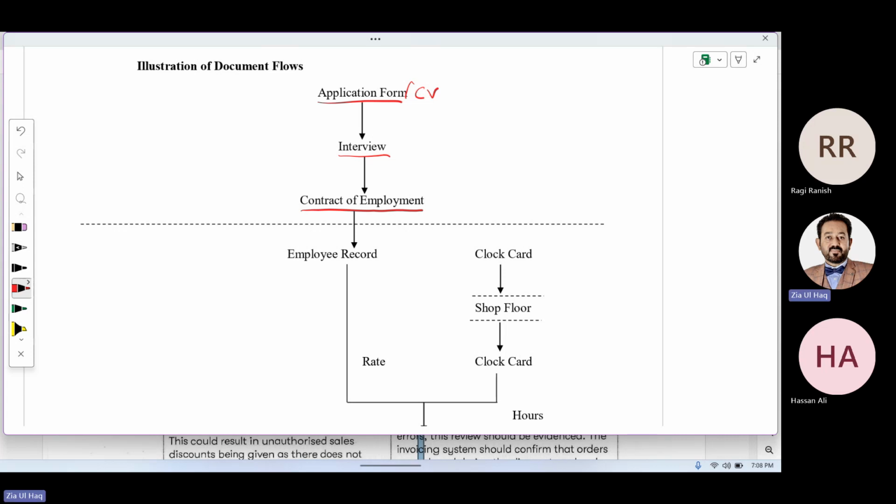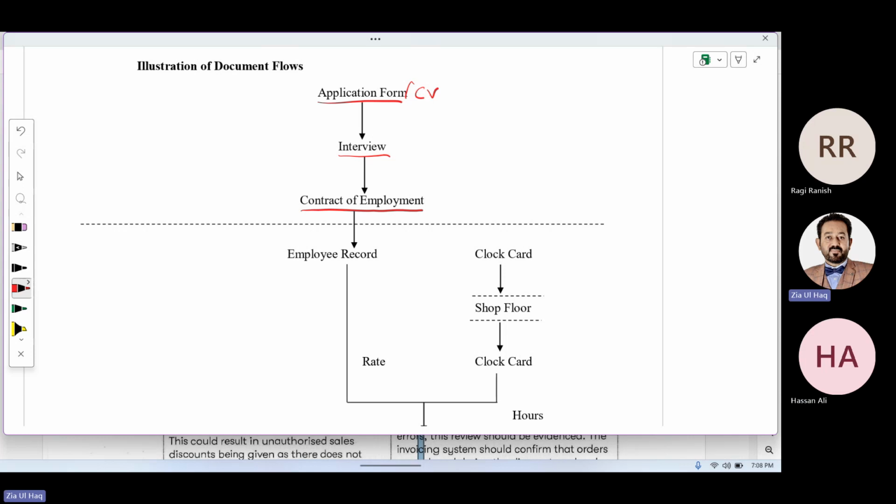In the contract of employment, the joining date will be mentioned. His rate per hour will be mentioned. His department will be mentioned. Working hours will be mentioned. And for each employee, the company maintains a file.